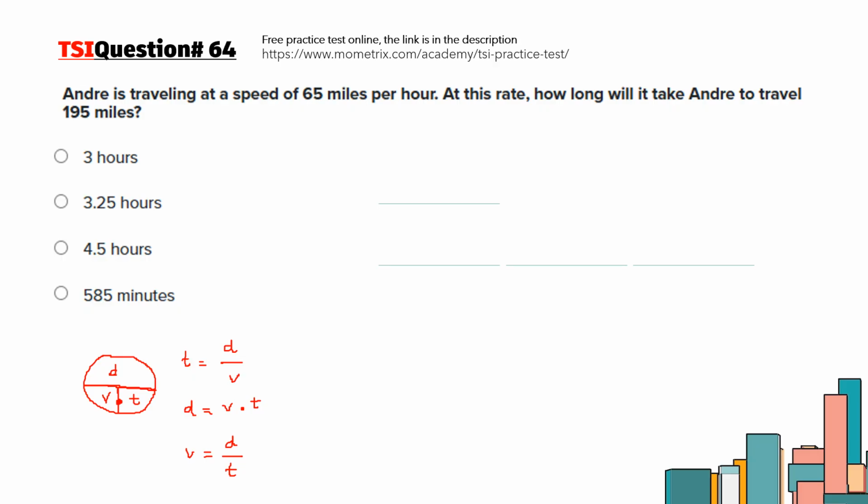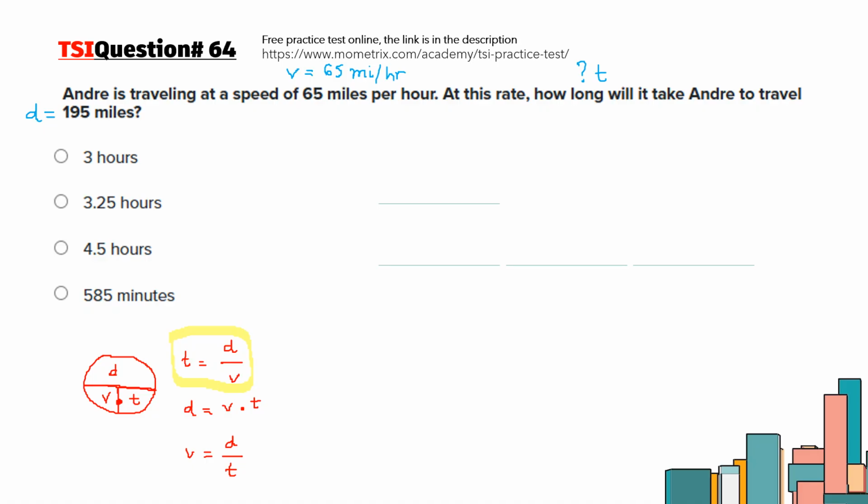In this case, we have to use this formula right here. So how do we know which formula to use? We have to read the question carefully. The speed is the velocity as well, so V for speed is 65 miles per hour. Then they're asking how long, which means they're asking for the time. What is T? And D is 195 miles.